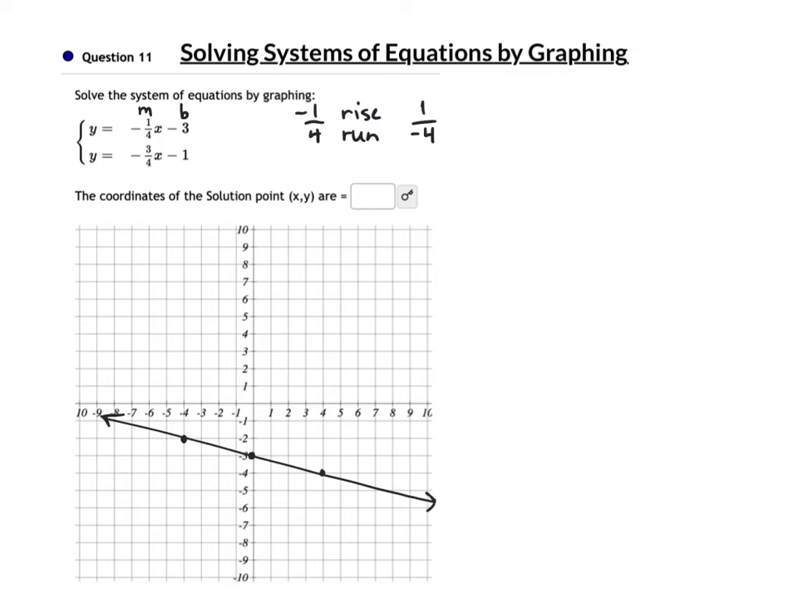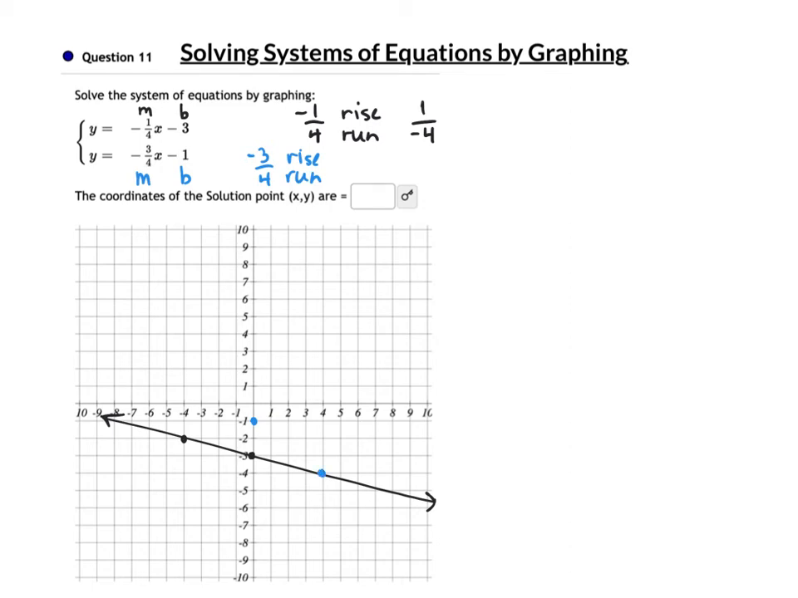The second equation has a slope of -3/4 and an intercept of -1. And I normally, again, put the negative on the top, but you may certainly move it below. So I'm going to rise -3 and run +4. I'm going to start with a y-intercept of -1. Down 3, 1, 2, 3. Right 4, 1, 2, 3, 4.